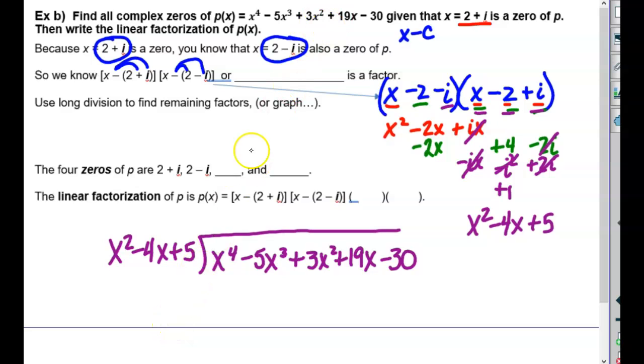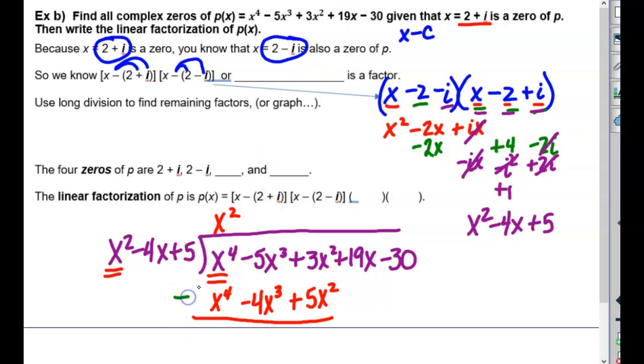This is a great review. All right, x squared to become x to the fourth, I would multiply by an x squared. Now I got to distribute it to all three of those terms. So x squared times x squared is x to the fourth. x squared times negative 4x is a negative 4x cubed. x squared times 5 is a plus 5x squared.